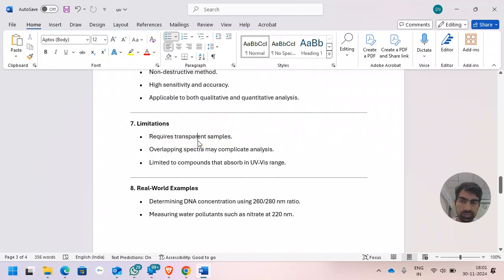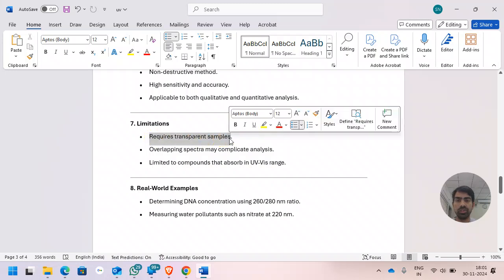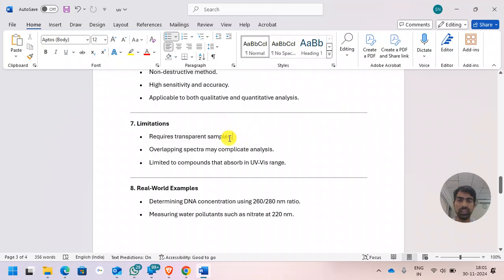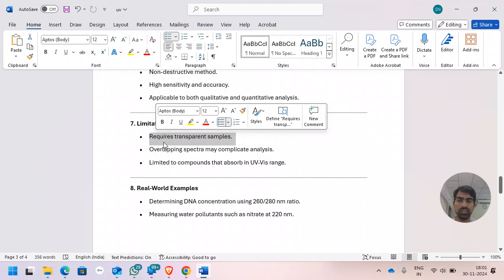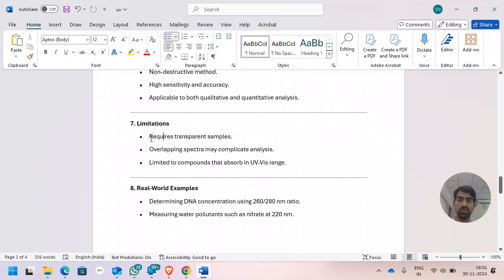UV works only with clear solutions; the sample needs to be transparent. A sample which has very high color, we need to dilute it. We cannot do high concentration samples. The absorbance should be not more than 2 or 3.